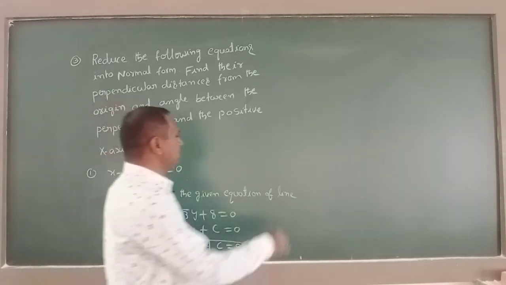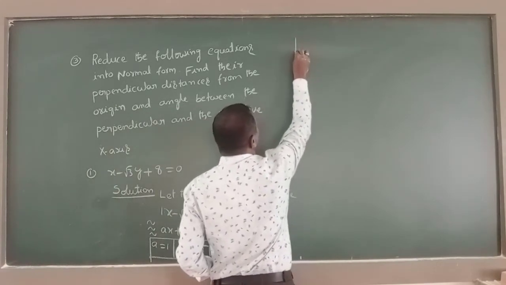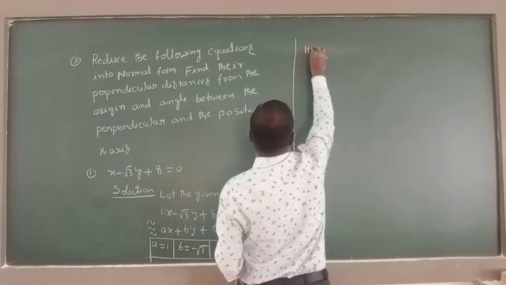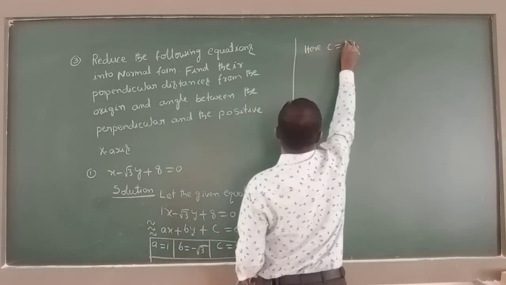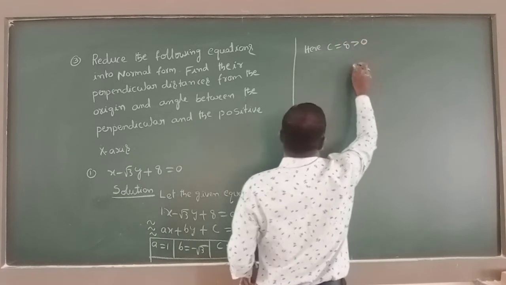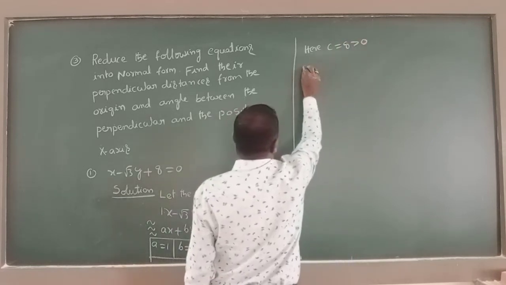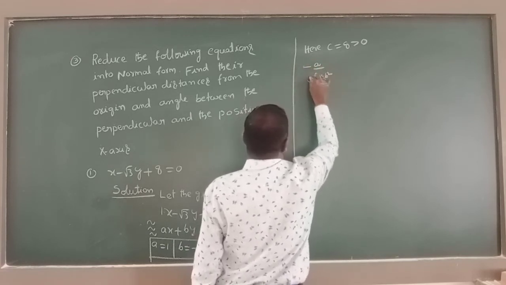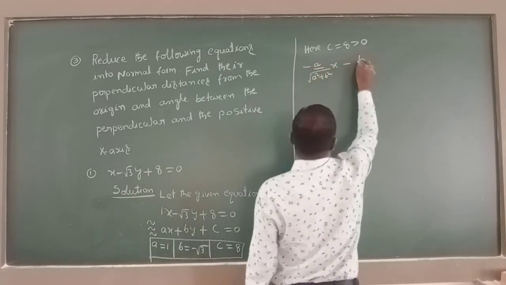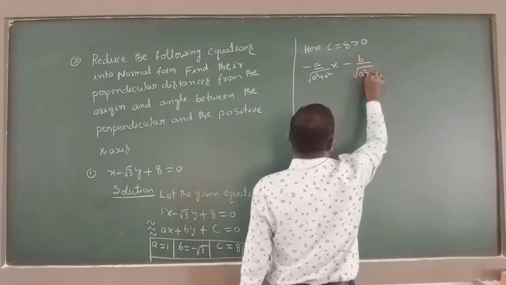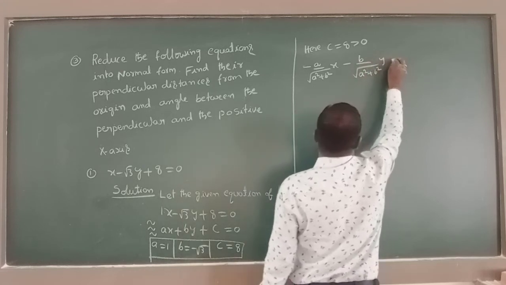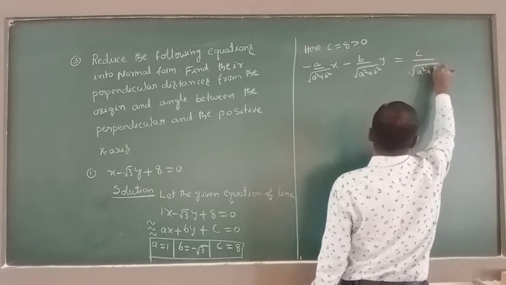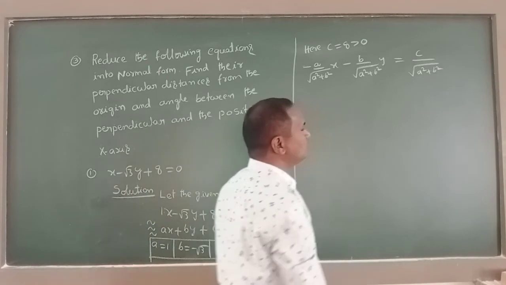Here c is equal to 8, which means it is greater than 0. Greater than 0 means you have to apply this formula: minus a by square root of a square plus b square times x, minus b by square root of a square plus b square times y, is equal to c divided by square root of a square plus b square. This formula we have to apply here.